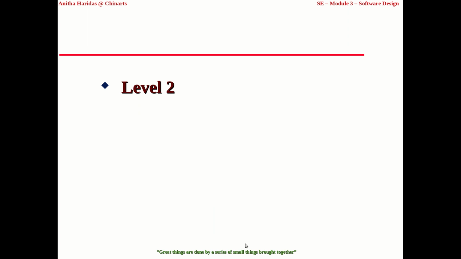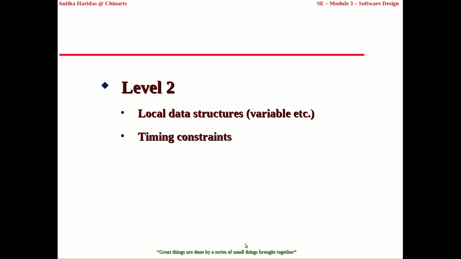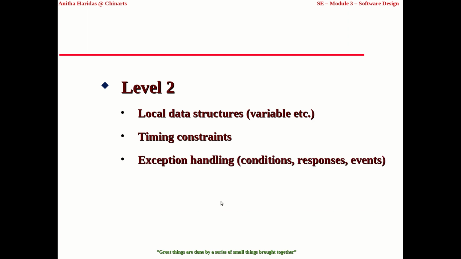Then in the next level, we will be having the description of all the local variables or the temporary variables or the data structures that are used in the function. If you have any timing constraints or limitations, that can also be mentioned here. Then all sorts of exception handling should be mentioned in level 2.